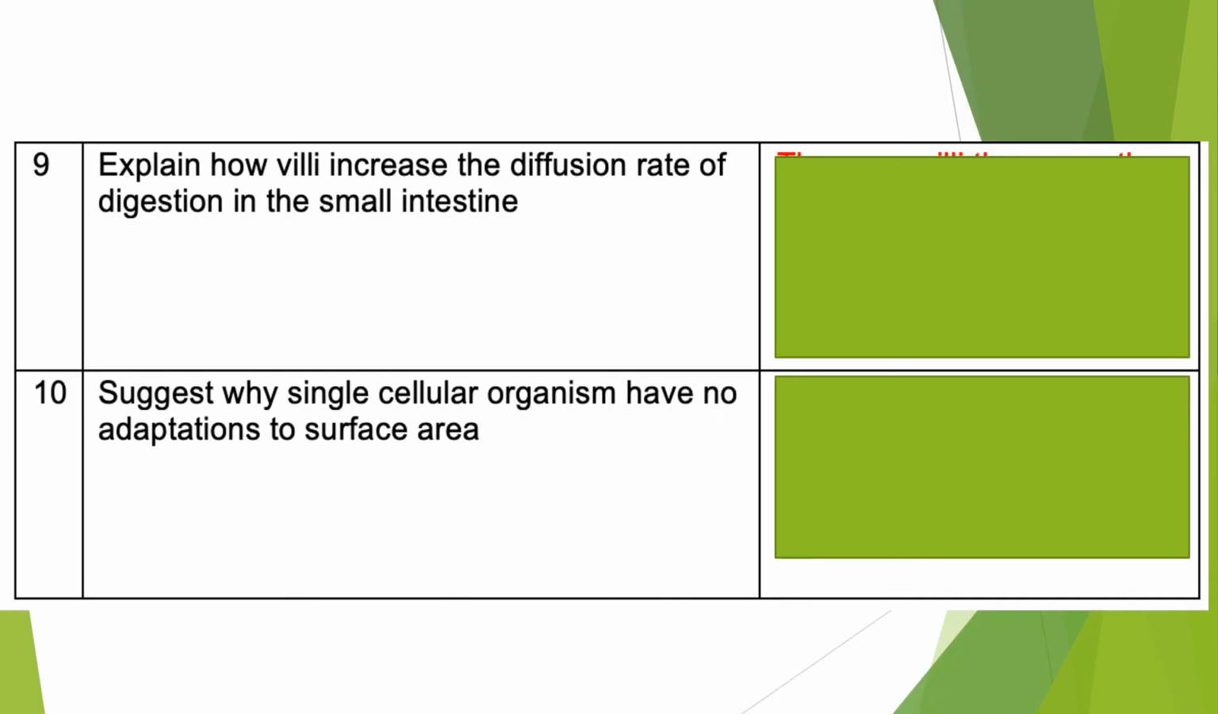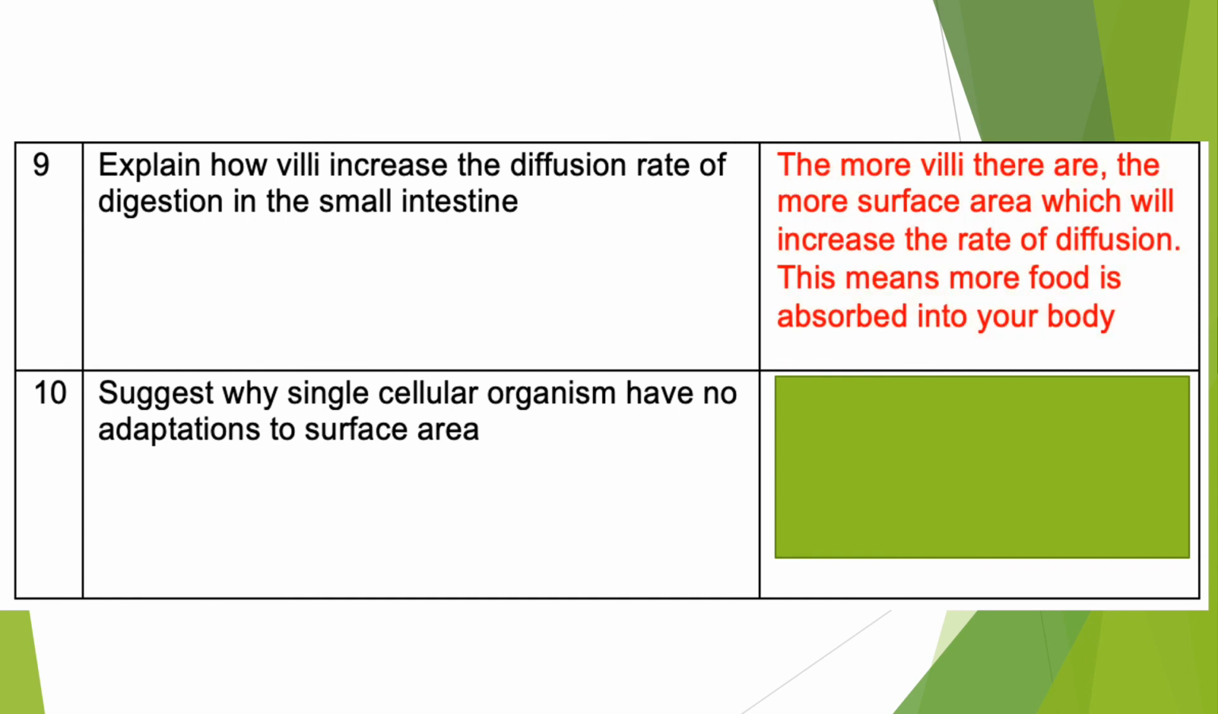And number 9, explain how villi, so remember that villi are the structures that are in your intestines, the ones that look like a mop. Explain how villi increase the diffusion rate of digestion in the small intestine. The key word is going to be surface area. You need to have the word surface area in your response. The more villi there are, the more surface area there will be, which will increase the rate of diffusion. This means that more food is absorbed into your body. Very simple, very straightforward.